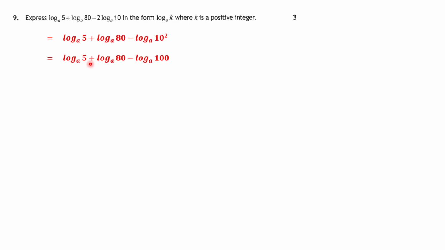Now when we add 2 logs, we can find a single log by multiplying the 5 and the 80 together, but we're taking away a log, so then we can divide by 100. So we're going to have a single log that says log base a, 5 times 80 all over 100. 5 times 80 is 400, divided by 100 is 4, so the final answer is going to be log base a of 4, and that's 3 marks.